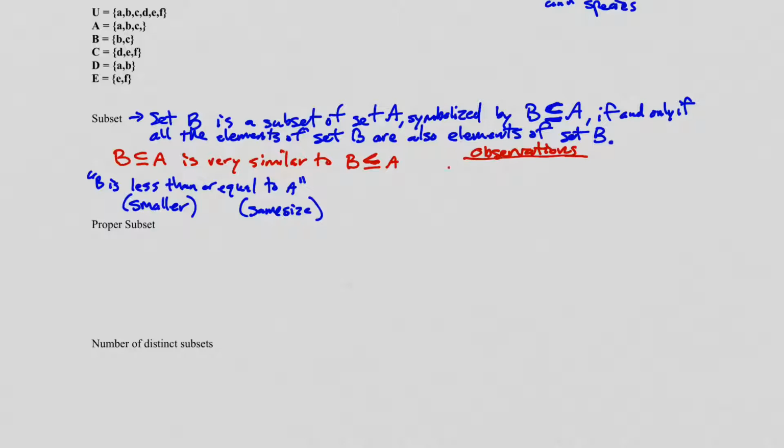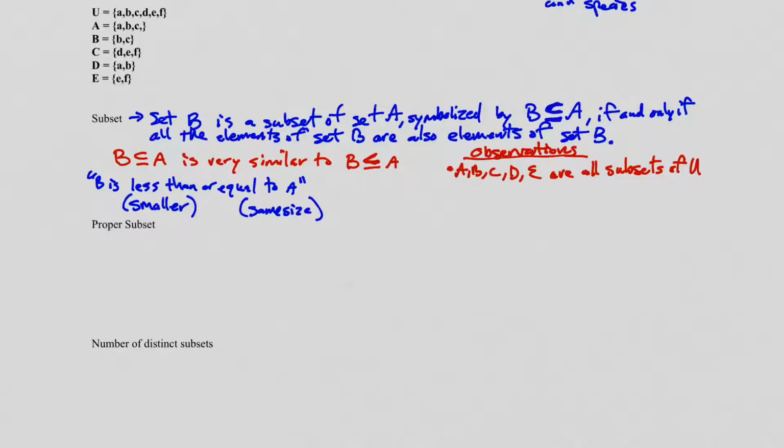First of all, we see that A, B, C, D, and E are all subsets of the universal set U. The universal set has A through F. Set A has A, B, C. Set B only has B and C. Set C has D, E, and F. Set D has A and B. And set E has E and F in it. So those are all subsets of U. They are less than or equal to. None of them are equal to U. They're all definitely less than U.